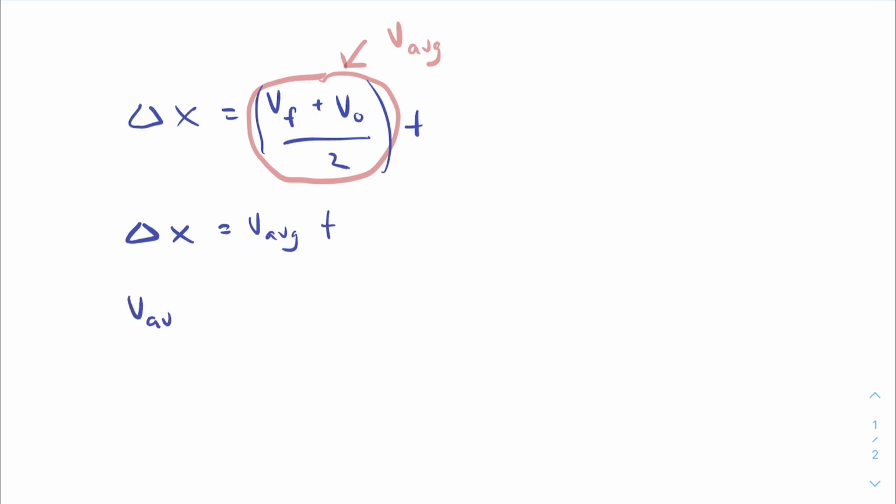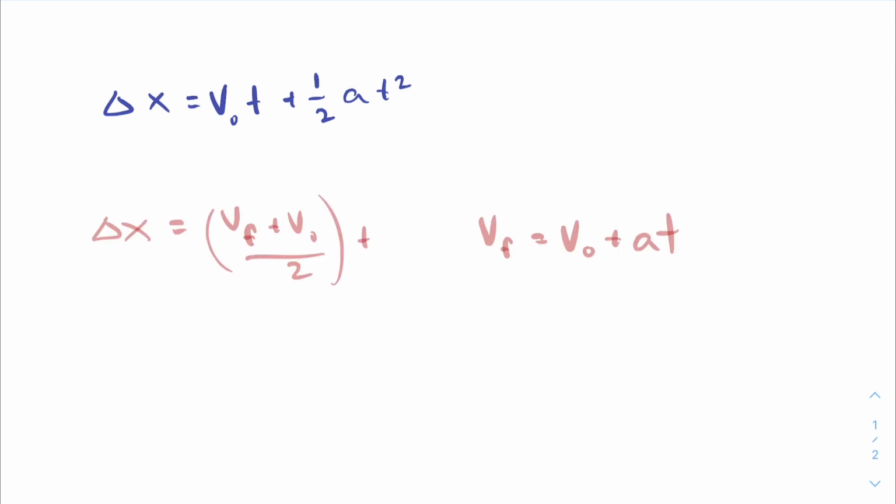We can rearrange this to get the average velocity formula that says the average velocity is equal to the change in displacement over time. So we have proven that this second formula is really just the average velocity formula, while the one before this was really just the average acceleration formula.